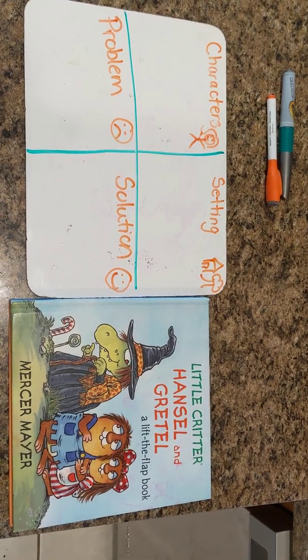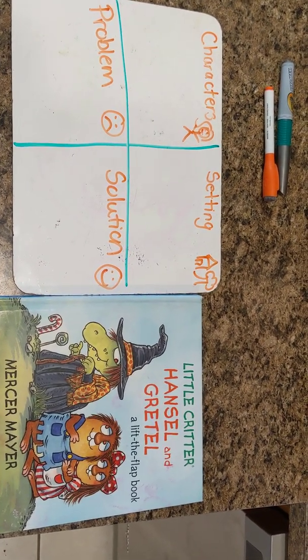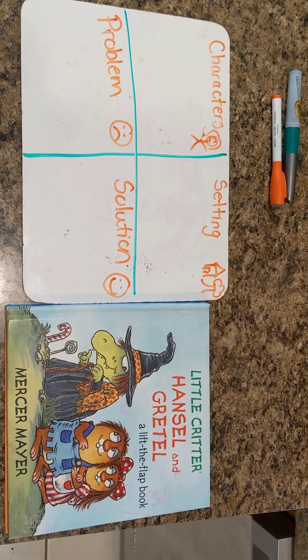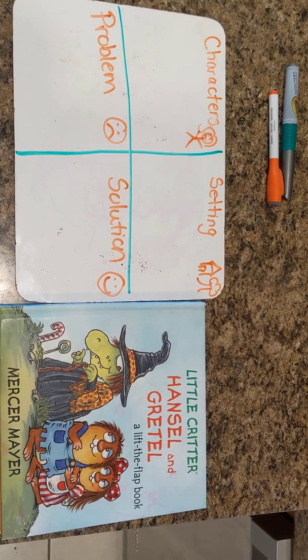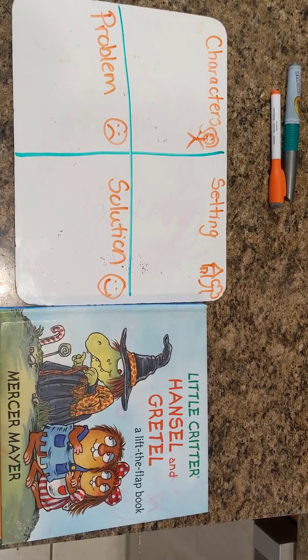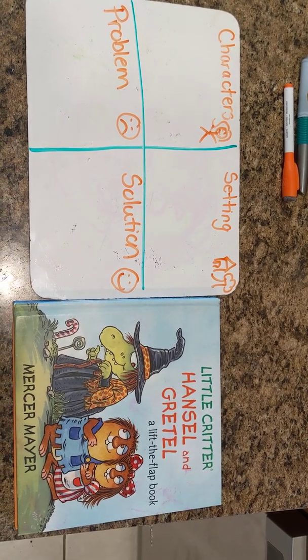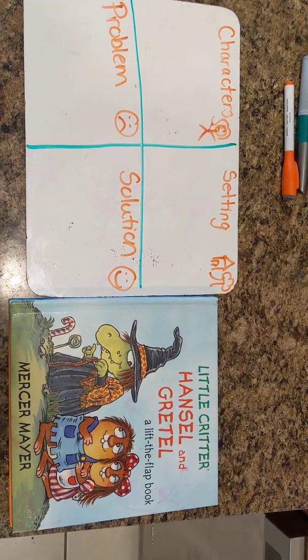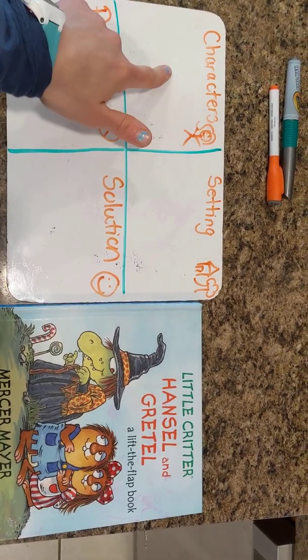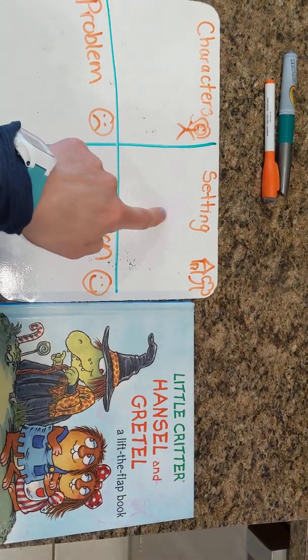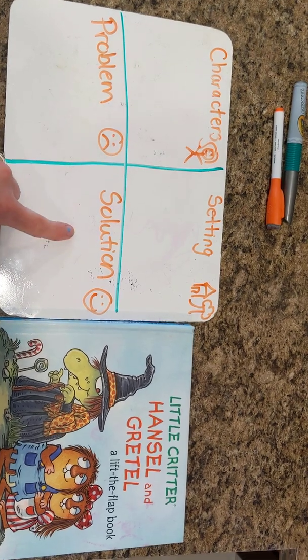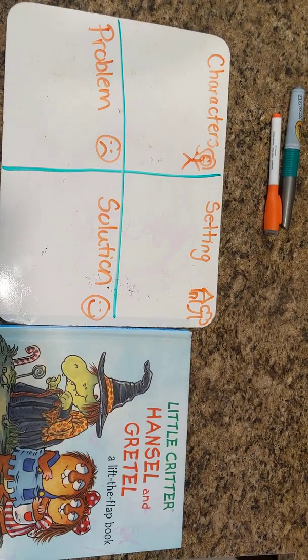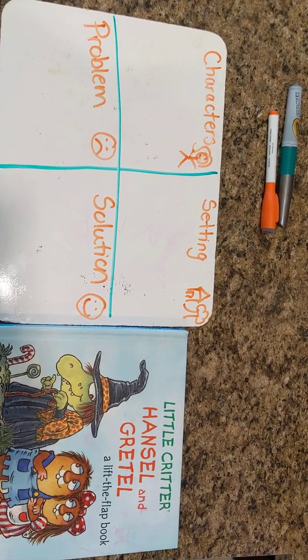Hi, kindergarten friends. So, today you are going to listen to a Star Wars read aloud. And then afterwards, you are going to tell either your brother, your sister, your mom, your dad, your dog, whoever you want to tell in your house, who the characters are in the story, the setting, the problem, and the solution. We did this in December.